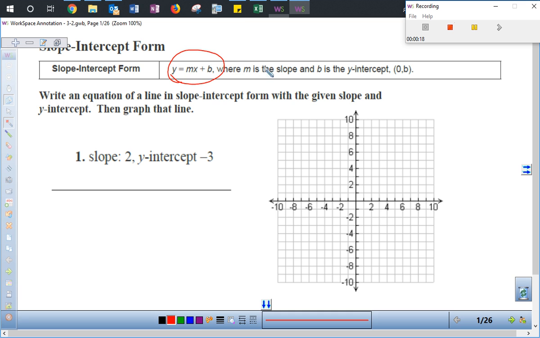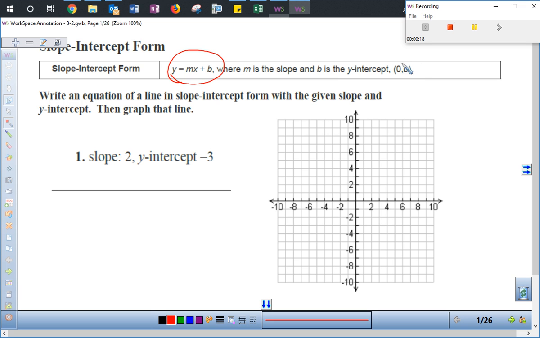It says where m represents the slope, and last class period we talked about what slope was, so m will always be your slope, and b is the y-intercept. Now the y-intercept is where your graph crosses the y-axis. That's this axis that goes up and down. So it could also be written as the ordered pair (0, whatever that number is).